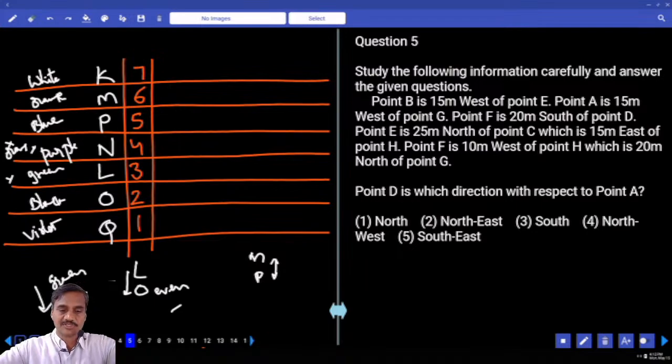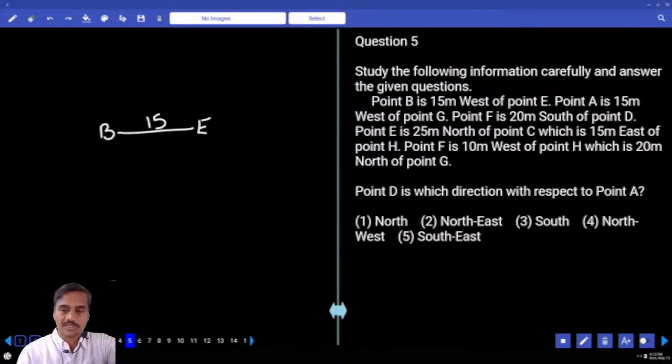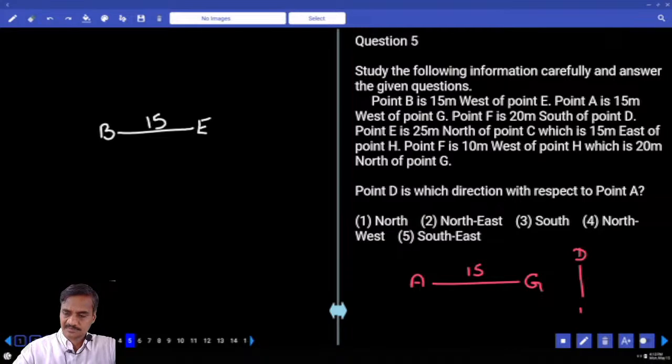B is 15 meters to the west of E. Now where is this B? B is 15 meters to the west of E. Now the distance between these two is 15. And A is 15 meters to the west of G. F is 20 meters to the south of D.